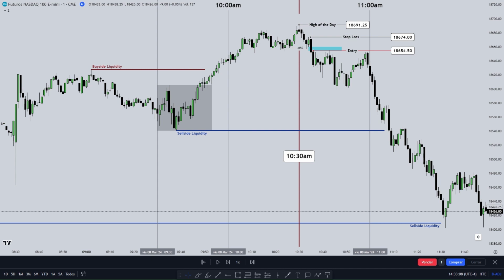Note how price respected to the tick the FVG, it just went into it by a tick, which makes it an institutional order flow entry drill. And finally, after 11 o'clock, price melted down into the sell side. Remember, the silver bullet can be held after 11 AM if our draw on liquidity has not been met by then.